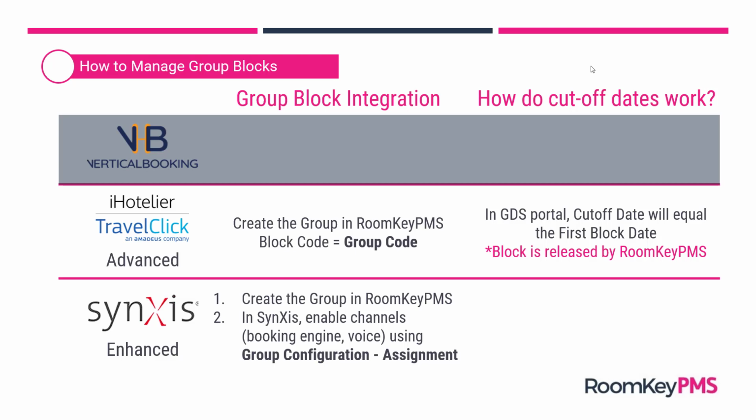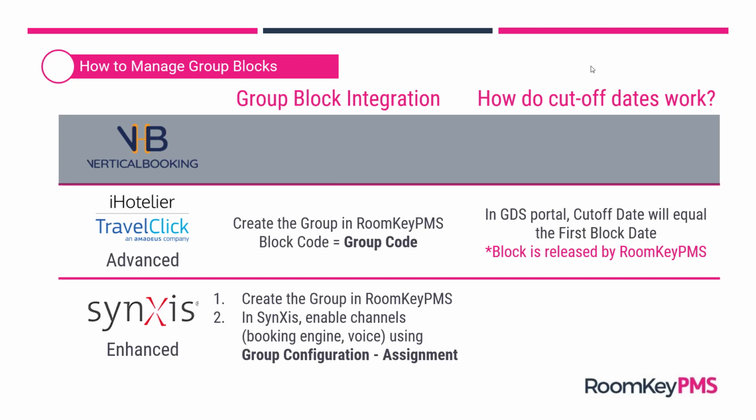Now, when it comes to those cutoff dates for iHotelier, it may look a little bit jarring. So, for example, if your group arrival date is June 15th, but you have a cutoff date in RoomKey set up as June 1st. When you view that group in your iHotelier GDS portal, the cutoff date will say June 15th. But this is because the block is actually released by RoomKey.